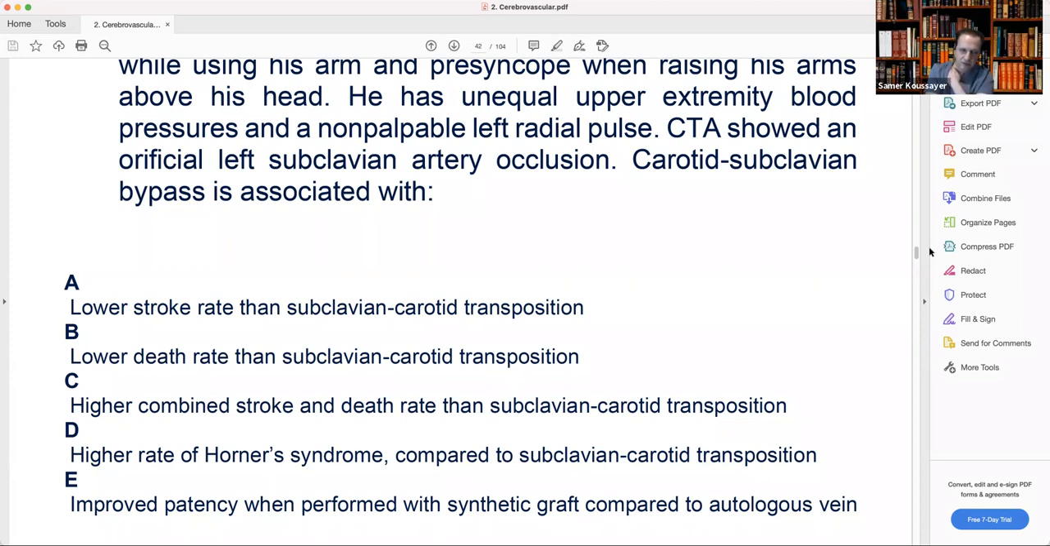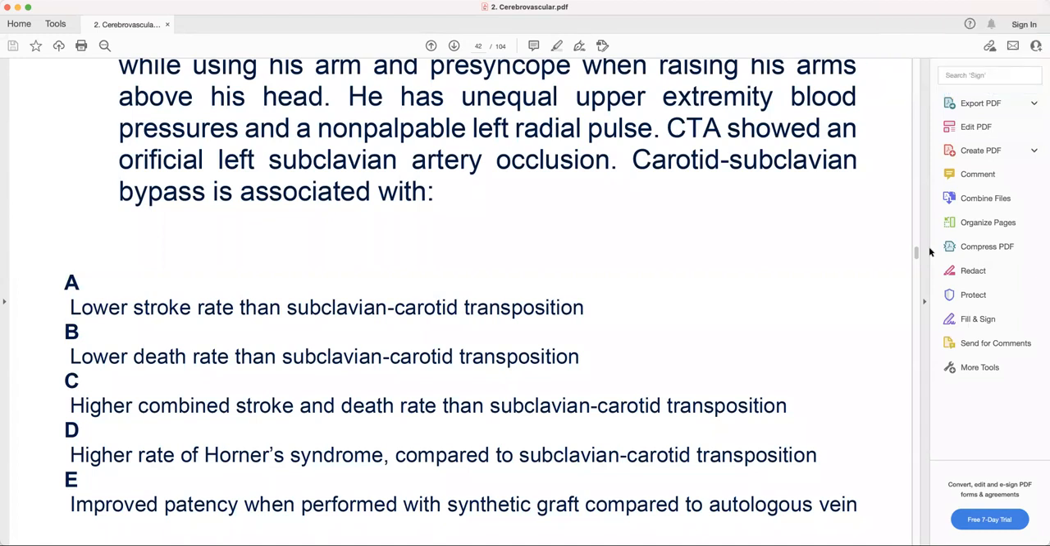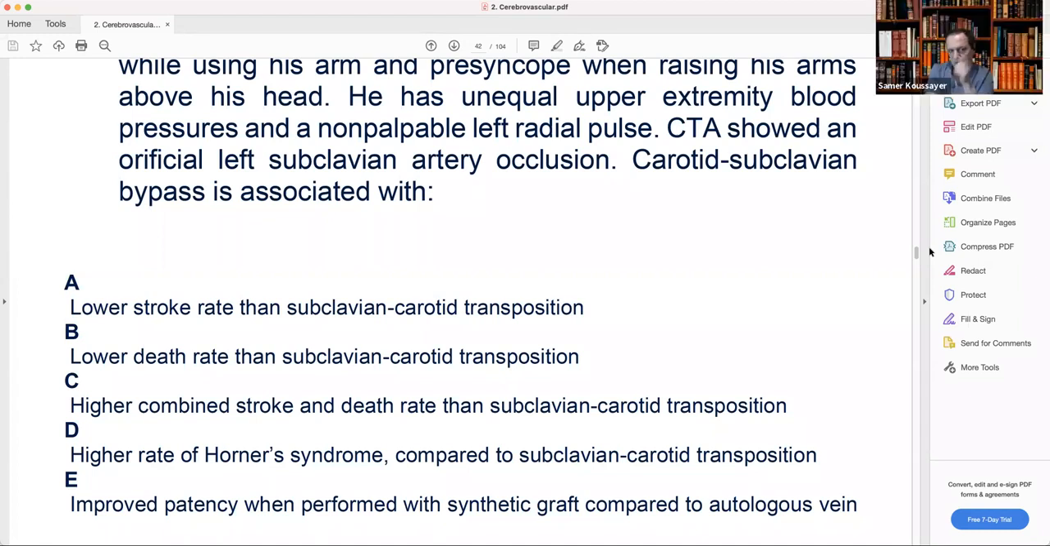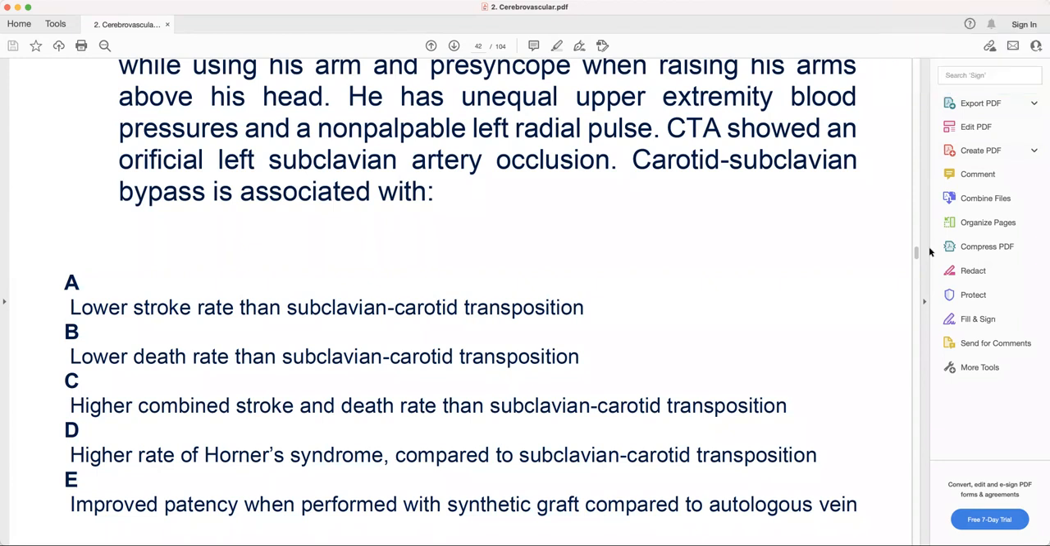Transposition, right? So really, transposition has a higher rate of Horner syndrome than subclavian bypass, not the opposite. So this option is wrong. The next one: improved patency when performed with synthetic graft compared to autologous vein.